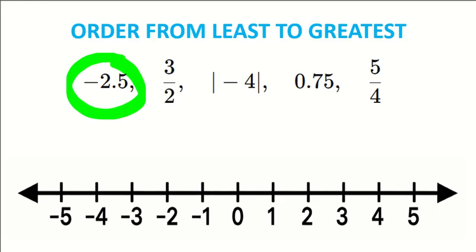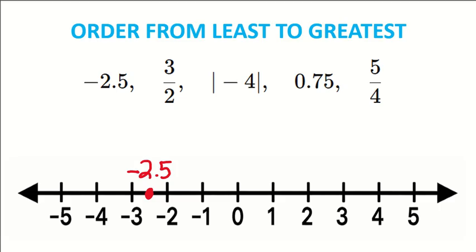So we have negative 2.5. Well, negative 2.5 just means that we're going to go to the left of 0, 2.5 spaces. So we're going to go left 1, 2, and then half a space right there. Halfway between negative 2 and negative 3, and then we got negative 2.5. So let's go ahead and label that as negative 2.5. Boom, we got it labeled. Now we're on to our next one.